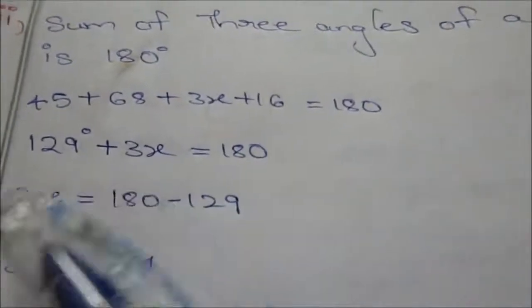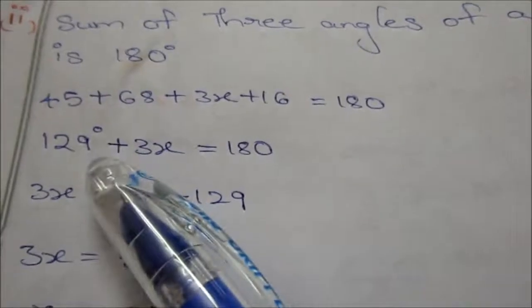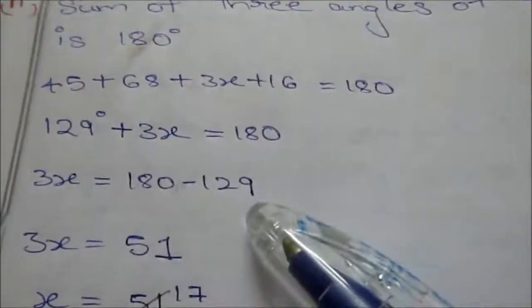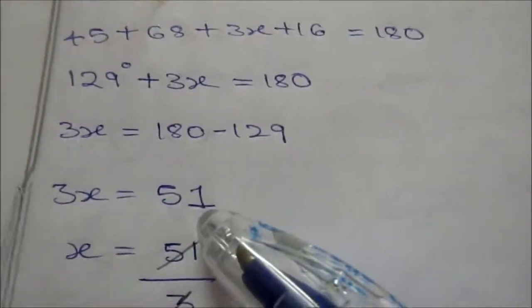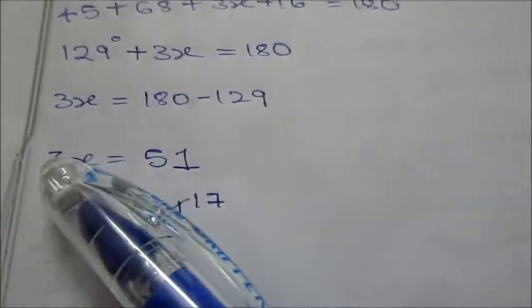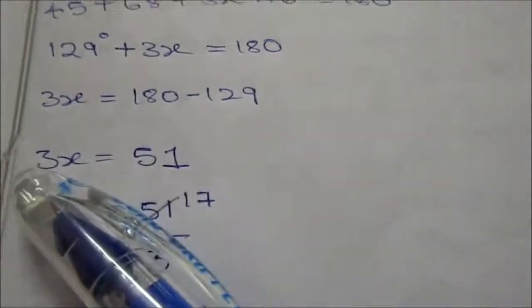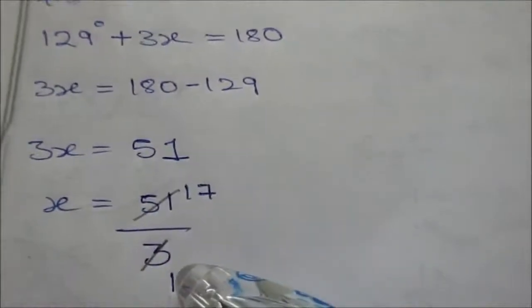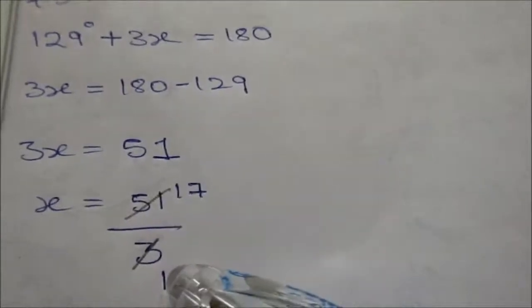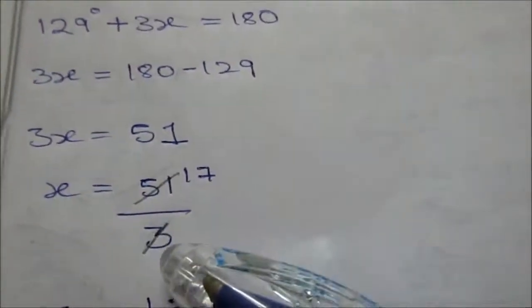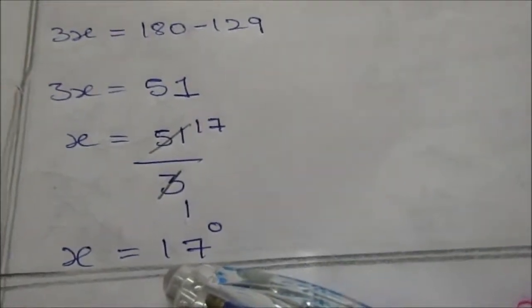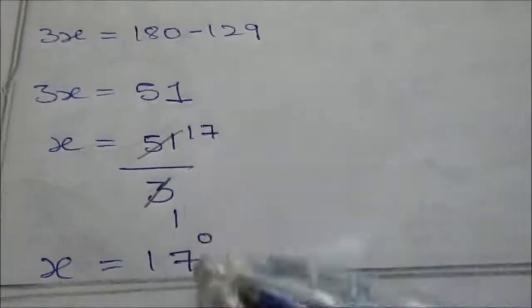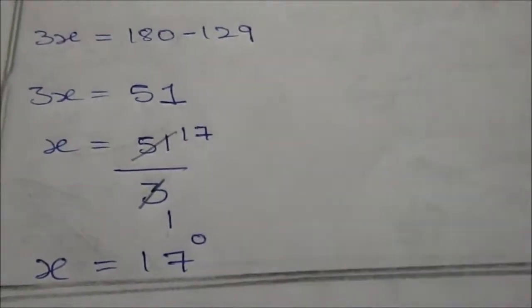We want the x value. That's why we keep 3x here and transpose this 129 to the opposite side, so it changes to negative. 3x equals 180 minus 129, equals 51. We want only the x value, so transpose this 3 to the opposite side. This is in multiplication; when we transpose, it changes to division. Here 3 is a numerator; when we transpose to the opposite side, it becomes a denominator. 3 table, 3 ones, 3 17s. So x equals 17 degrees.